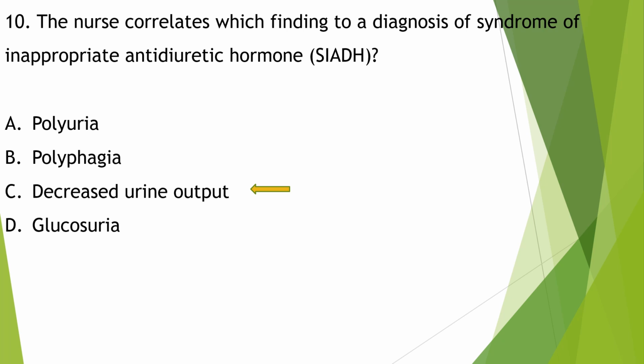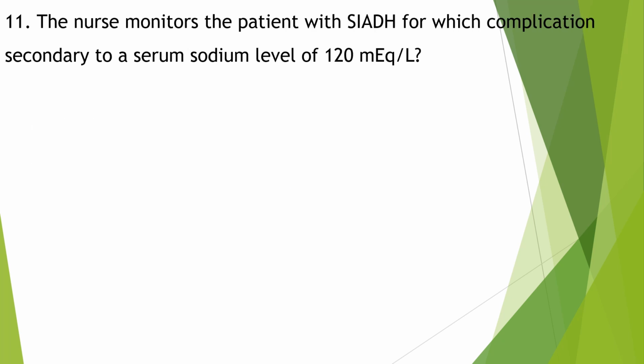Polyphagia, polyuria and glucosuria are common clinical manifestations of diabetes mellitus. The nurse monitors the patient with SIADH for which complication secondary to a serum sodium level of 120 milliequivalents per liter?